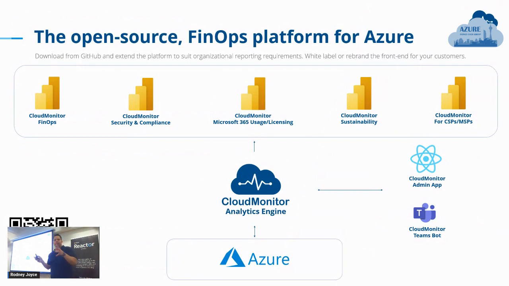So a bit about CloudMonitor. We're an open source FinOps platform for Azure. Basically, we have a FinOps product, a Microsoft licensing product, a security product, and a sustainability product that's currently vaporware, but it's in POC phase. It helps you measure your carbon emissions at business unit level. We have all of these tools for MSPs and CSPs as well, and they talk to the CloudMonitor engine, which is doing recommendations, cost anomalies, all sorts of goodness. There's a Teams bot for real-time alerting and an admin application where you can set up your business units. I won't be talking about the product, but you can go to cloudmonitor.ai and see an online demo and download it from GitHub if you want to have a go at it.